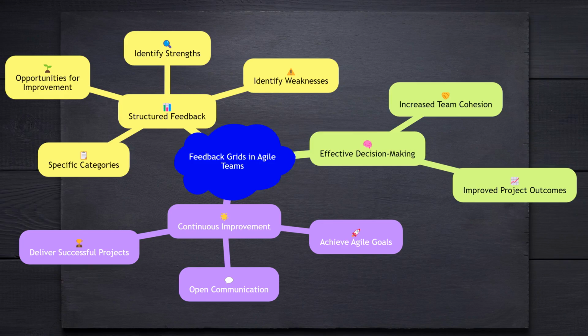In conclusion, feedback grids are a powerful tool for Agile teams, providing a structured and systematic way to collect, analyze, and act upon feedback. By organizing feedback into specific categories, feedback grids help teams to identify strengths, weaknesses, and opportunities for improvement. This can lead to more effective decision-making, increased team cohesion, and improved project outcomes. Additionally, feedback grids foster a culture of continuous improvement and open communication, which are essential for Agile success. By embracing feedback grids, teams can achieve their Agile goals and deliver successful projects.